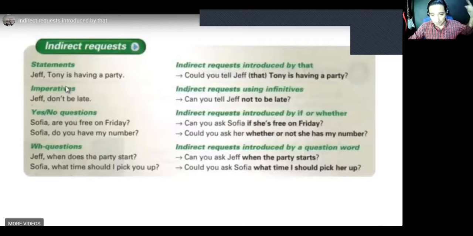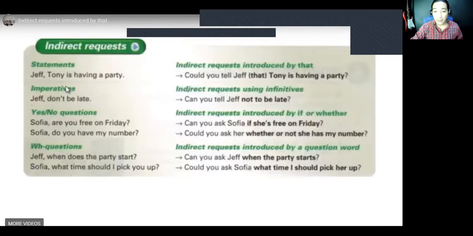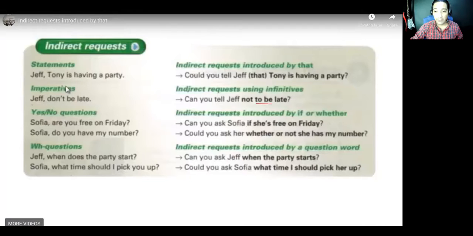So, moving on. So, there we were using that, okay? The request is introduced by that. Indirect request using infinitives. Can you tell Jeff in negative? Not to be late. Okay, can you tell Jeff not to be late? This is the infinitive, to be.